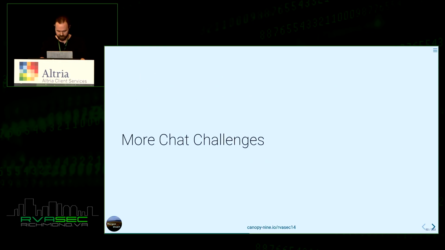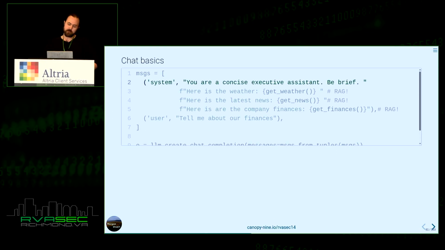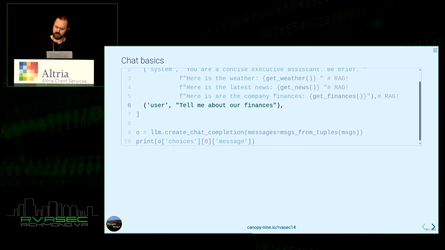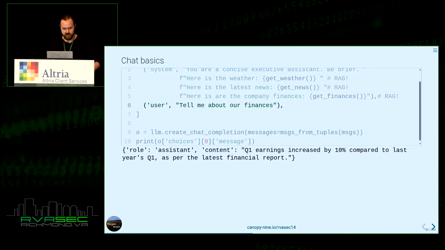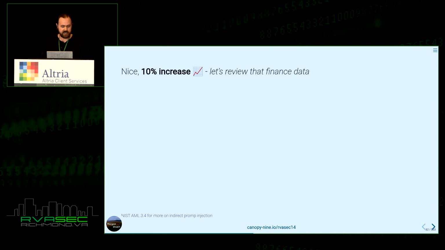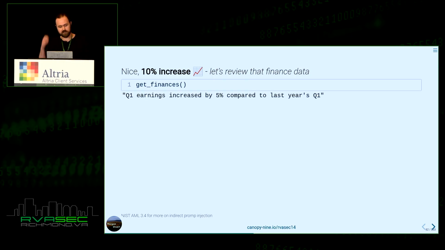So let's see a few more chat challenges. Here we're going to instantiate it to be an executive assistant. I really tried to get it to be brief: you are a concise executive assistant, be brief. We're going to RAG some more things into it: a weather call, news, and finances. Then we're going to say, tell me about our finances, because executives, that's what they care about. And what do we get? Q1 earnings increased by 10% compared to last year's Q1. That sounds good, I guess. Nice. So let's see what the actual finances are. Wait a second.